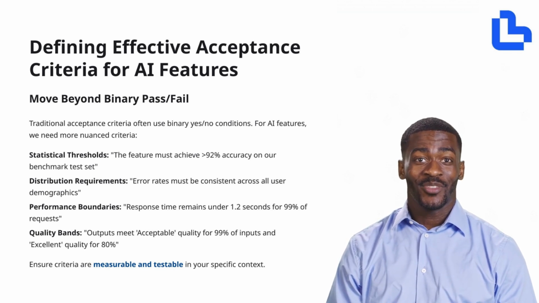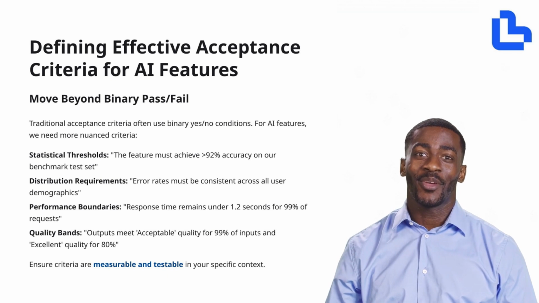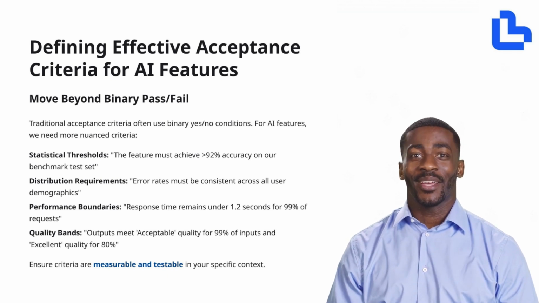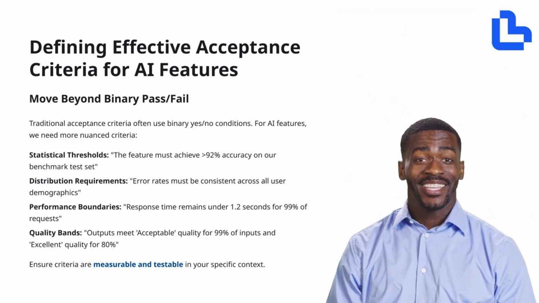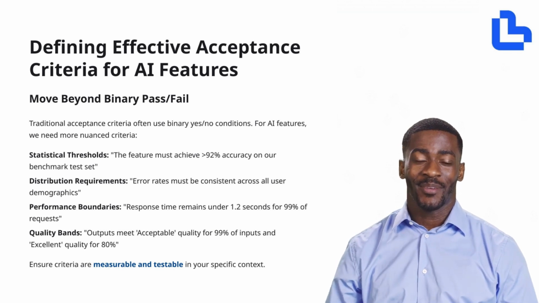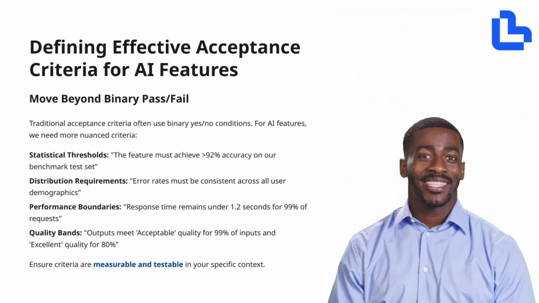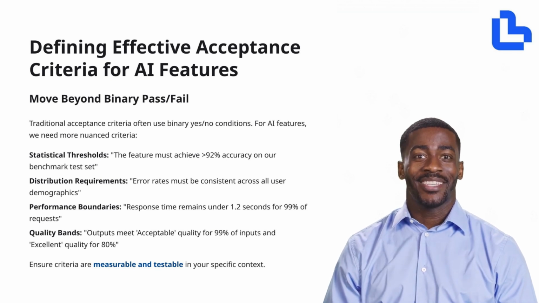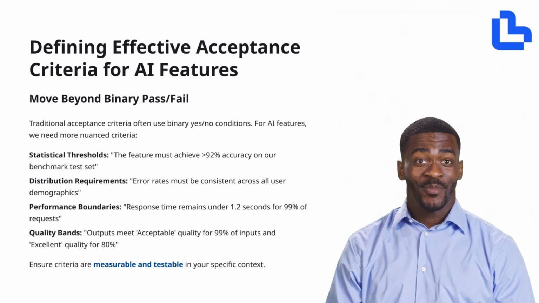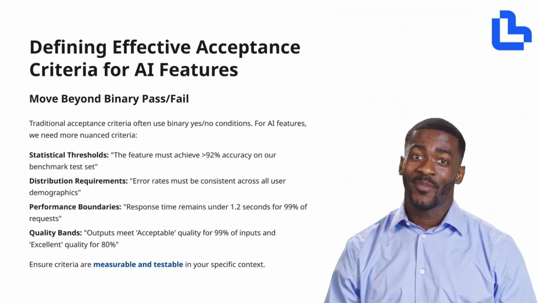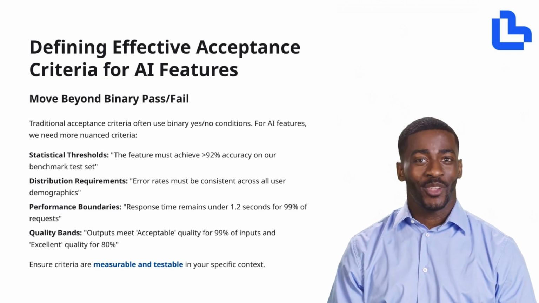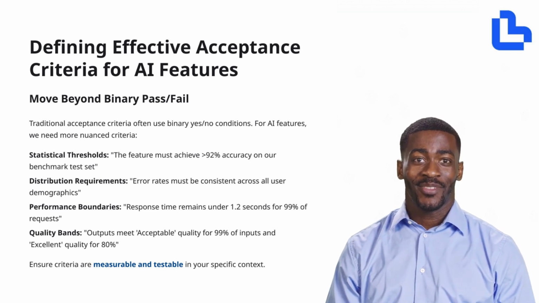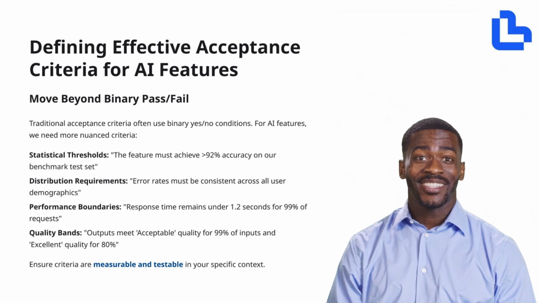Start with statistical thresholds. For example, you might require that the feature achieves greater than 92% accuracy on a benchmark test set. This sets a clear performance bar while acknowledging variability. Next, consider distribution requirements. It's not enough for the AI to perform well overall. It must perform consistently across different user groups. For instance, error rates should be balanced across demographics to avoid bias and ensure fairness.